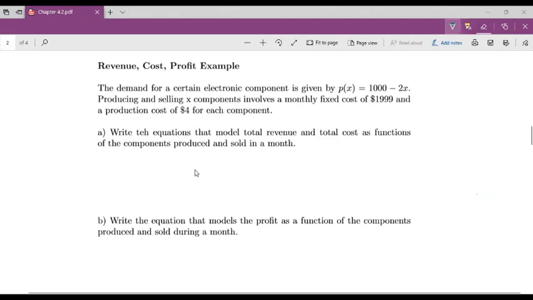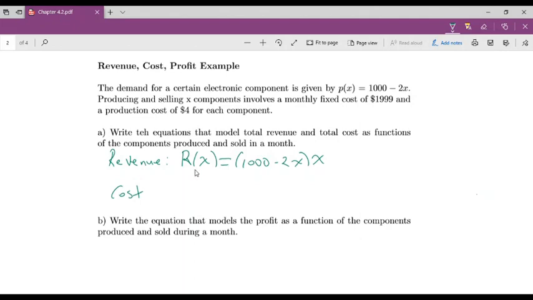if we look at revenue and cost. Now, revenue is given by, let's label it R of X. And it's found by taking your demand and multiplying it by an X, or how many you wind up selling. So our demand is 1000 minus 2X. If I multiply that by X, it'll give me the revenue that I make depending on how many number of items X that I sell.